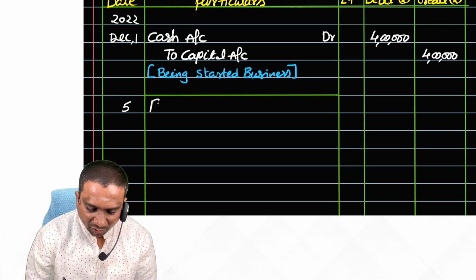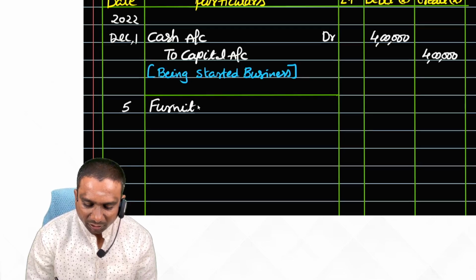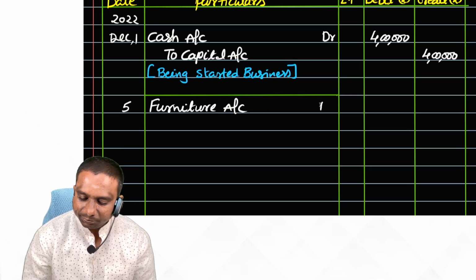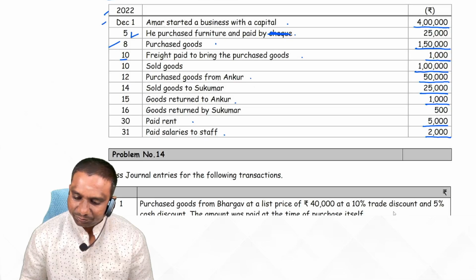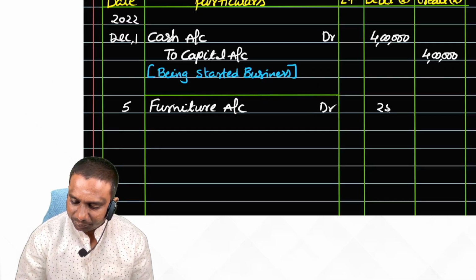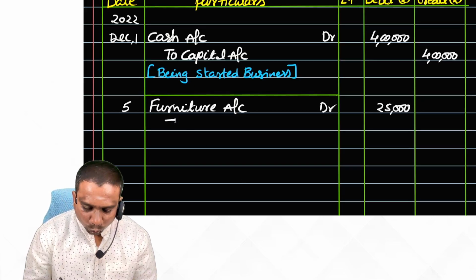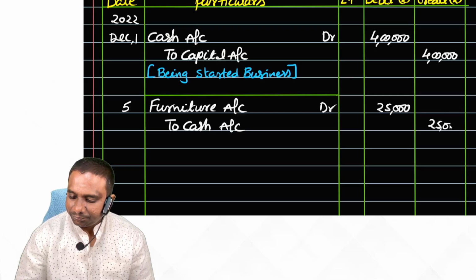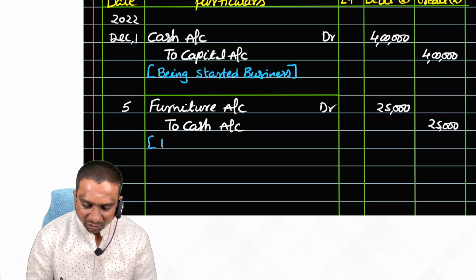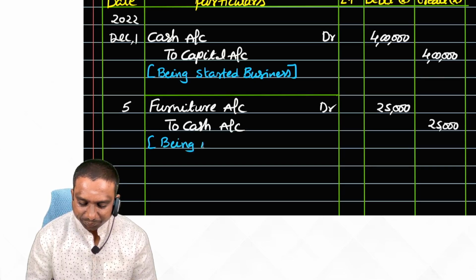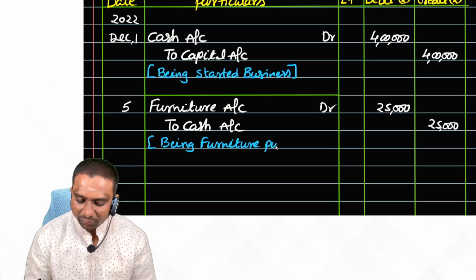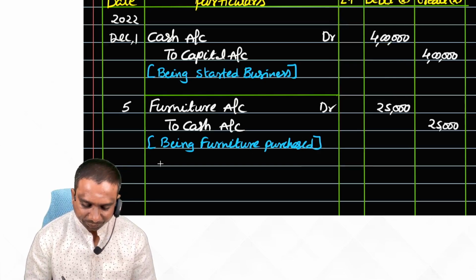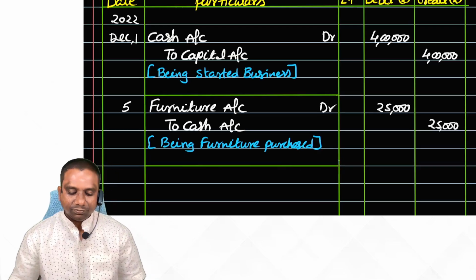Now tell me, furniture account debit. How much worth of furniture was purchased? 25,000. To cash account, credit, 25,000. And what is the narration we write? Being furniture purchased. Simple. That's it. Over.